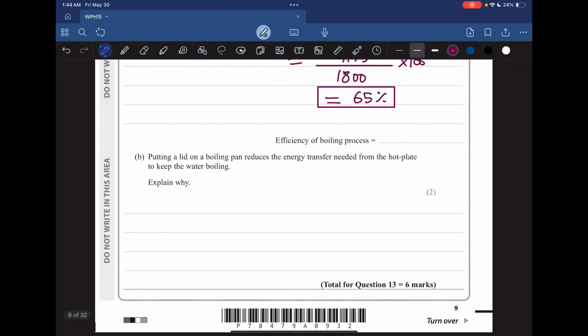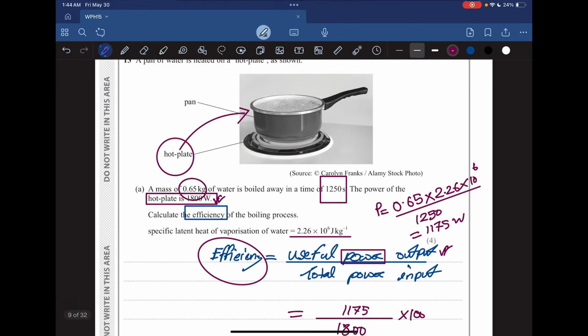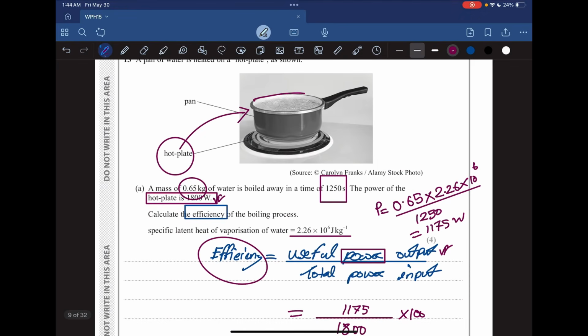Now moving on, the next part says putting a lid on a boiling pan reduces the energy transfer needed from the hot plate to keep the water boiling. So basically, when you put a lid on the boiling pan, the only thing that comes to my mind is, let's say I am putting a lid right here on the boiling pan.